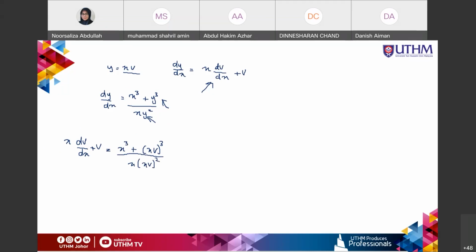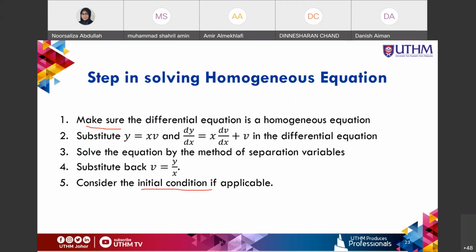Up to here, any question? No. Okay, understand. Next, you have to solve these equations. It stated in the step to solve the equations using the method of separation of variables.